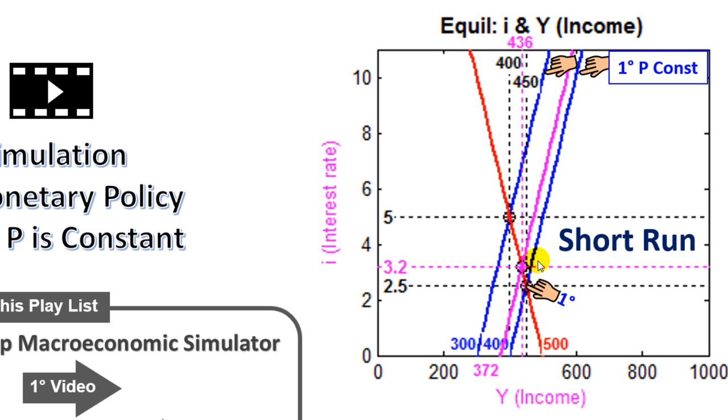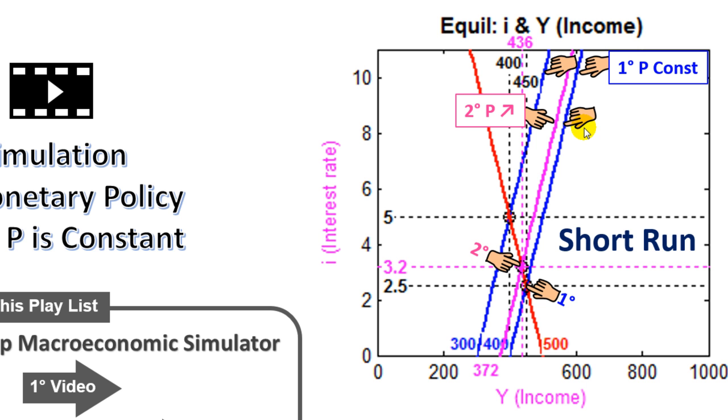This is the first effect. And then there is a second effect that takes place when price level increases, and then the LM curve shifts from this blue line here to this pink line here. And then the equilibrium passes from this point to this point. This is the second effect.